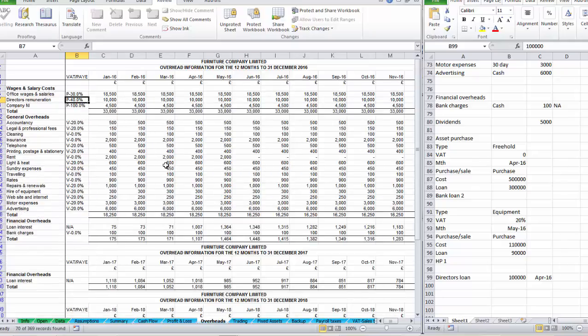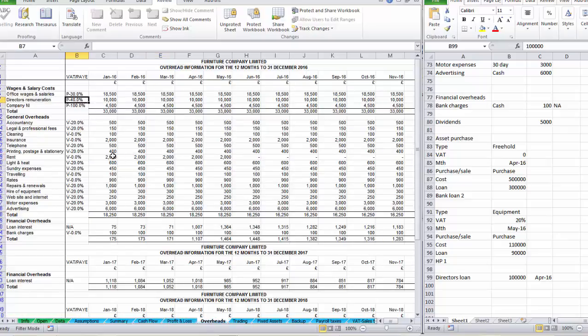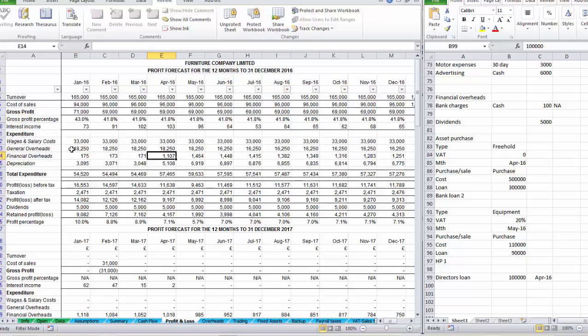Again, I'm going to just do a Control N. So it will show you, for example, on the wages and salaries, you've got £33,000 here. And on your profit and loss account, you've got £33,000. So it'll give you the breakdown of that on your overheads. Similarly, with your overheads, 18,250, 18,250. So you've got a breakdown of that.